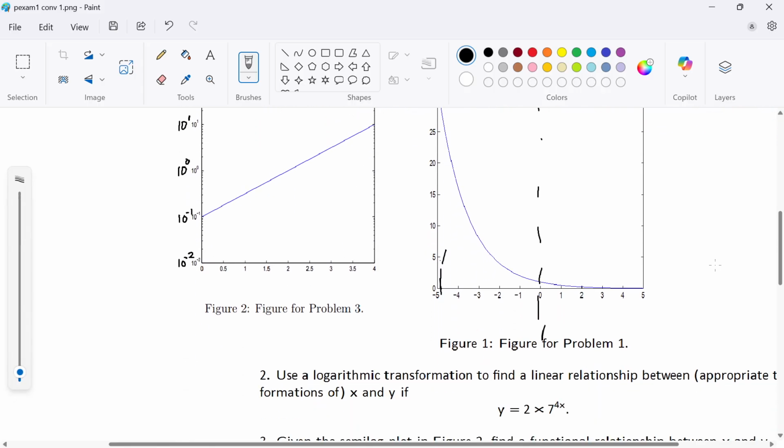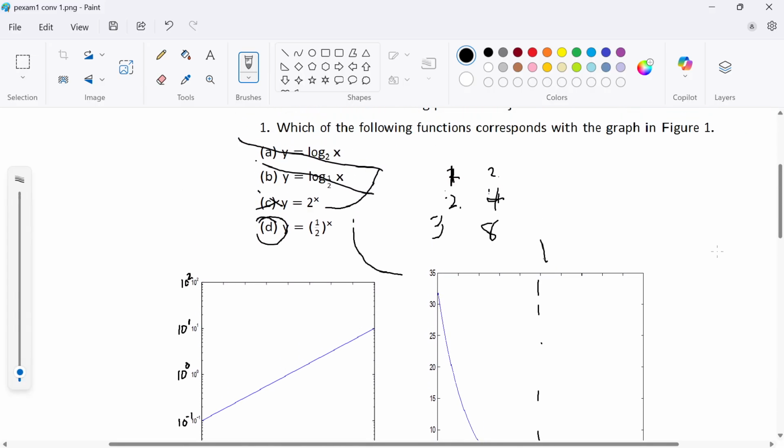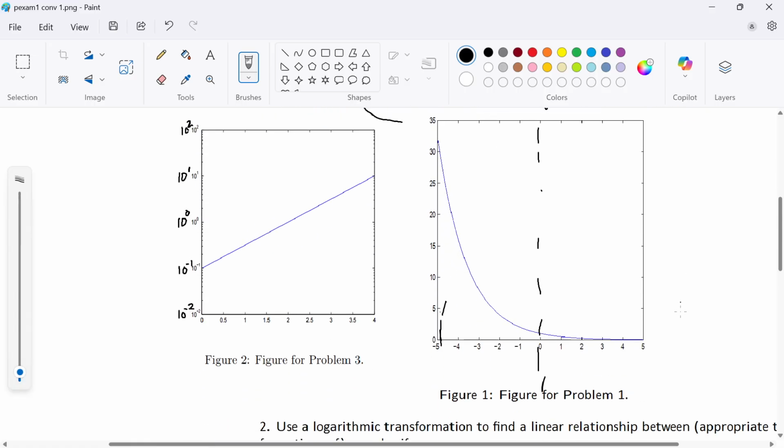So this one has to be D, just because, well, again, it crosses into the negative values of x. That gets rid of the logs. And it's decreasing, not increasing. 2 to the x increases. So the answer has to be D.